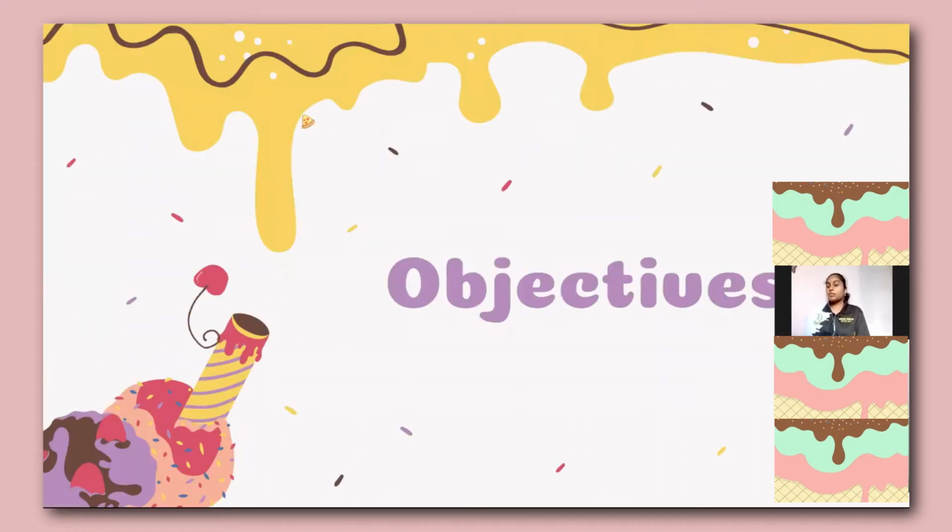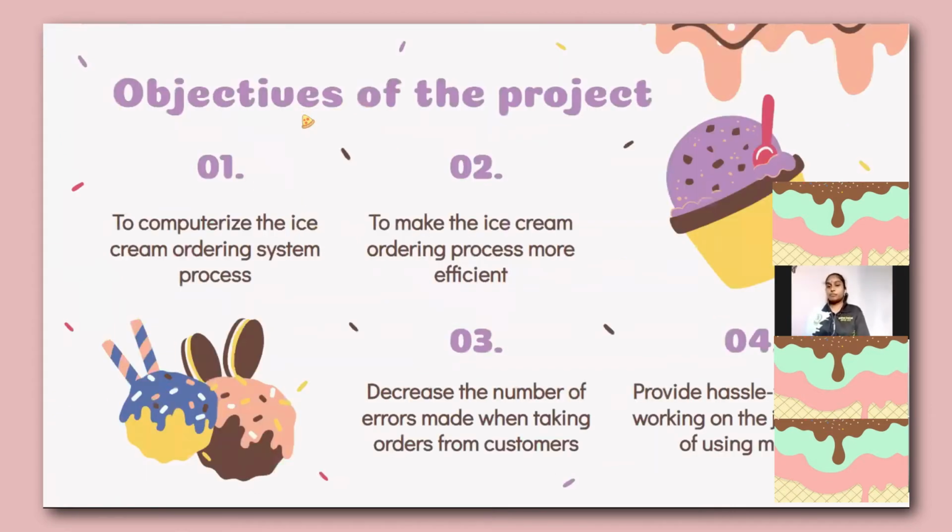Next, I'm going to give the objectives of our project. The first objective is that we design a computerized ice cream ordering system process. Second, we want to make the ordering process more efficient. Third, we want to decrease the number of errors made when taking orders from the customers. And fourth, we want to provide a hassle-free way of working on the job instead of doing it manually. Next, my friend will continue the presentation.